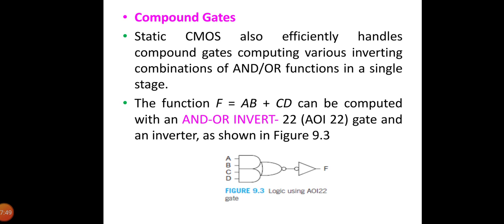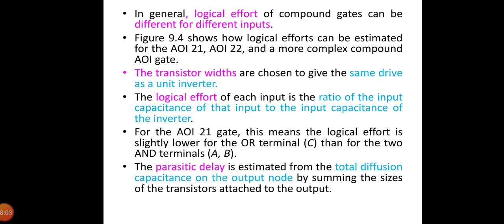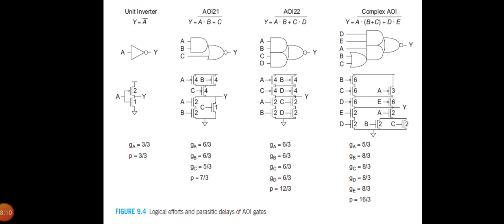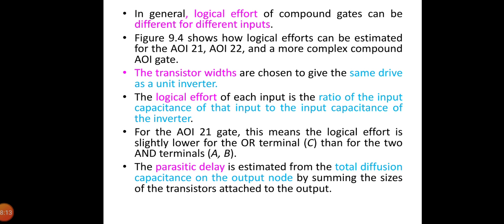Static CMOS also efficiently handles compound gates computing various inverting combinations of AND and OR functions in a single stage. The function F is equal to AB plus CD can be computed with an AND-OR-invert gate and an inverter. In general, the logical effort of compound gates can be different for different inputs. This diagram shows how logical efforts can be estimated for AOI21, AOI22, and a more complex compound AOI gate. The transistor widths are chosen to give the same drive as a unit inverter.